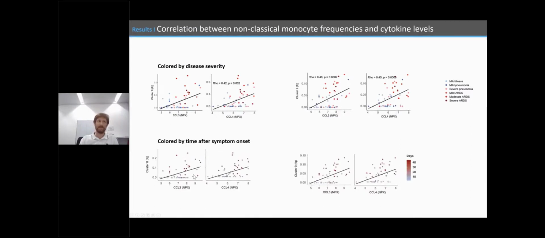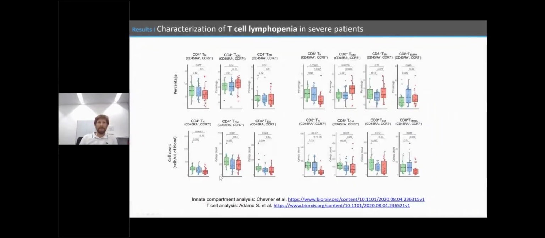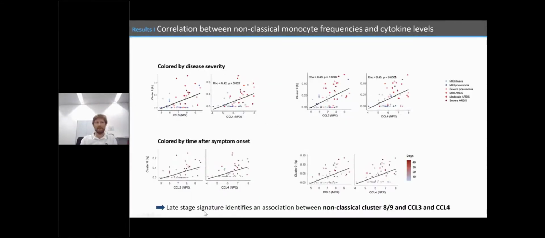And if we now also color these plots according to the time after symptom onset, we can see that it's driven by samples that were taken late after symptom onset. And this shows us that there's a late stage signature that identifies an association between the non-classical clusters M8 and M9 and CCL3 and CCL4. That means that, indeed, as I stated initially, we could identify such relationships, and we could identify signatures both for early stage and late stage of the disease, and for the mild and the severe form.